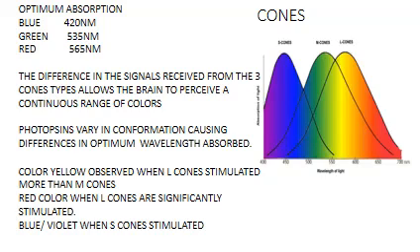Now the color yellow is observed when the L cones are stimulated more than the M cones. The red color is observed when the L cones are significantly stimulated. And the blue-violet color is observed when the S cones get stimulated.